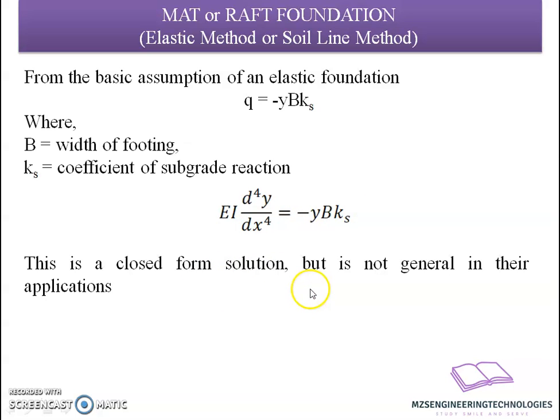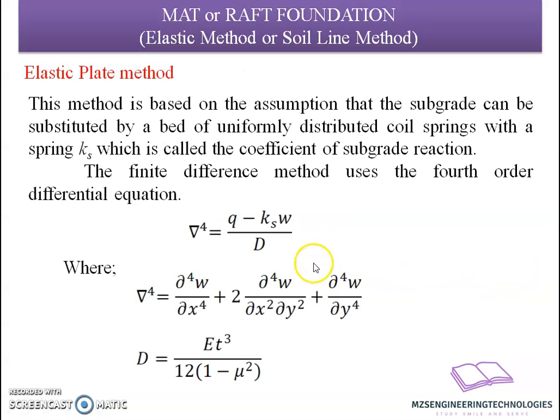This is a closed form solution but is not general in its application, so it has limited use. Another method based on the same approach is the elastic plate method. The assumption made here is that the foundation will act as a plate. In this method, the subgrade is substituted by a bed of uniformly distributed springs with spring coefficient ks, called the coefficient of subgrade.